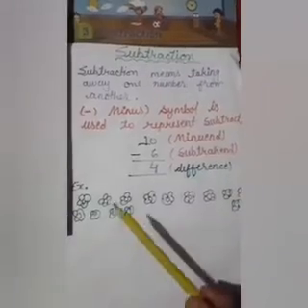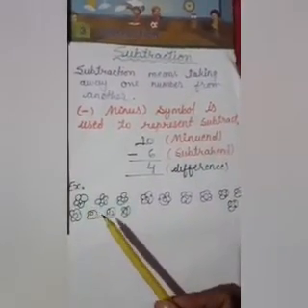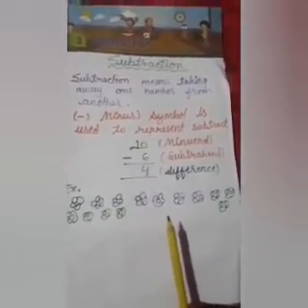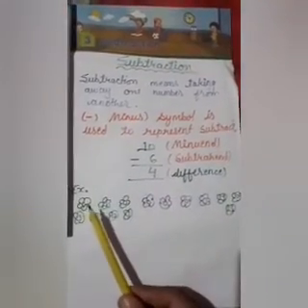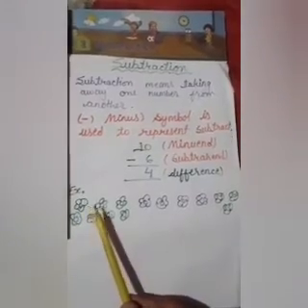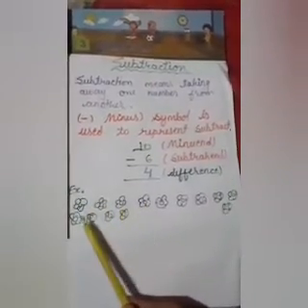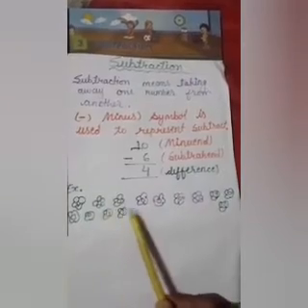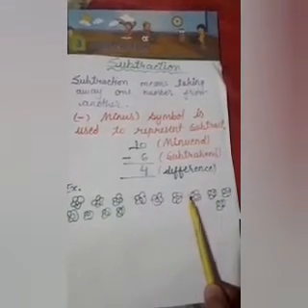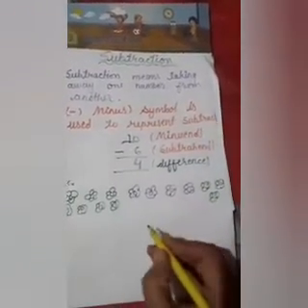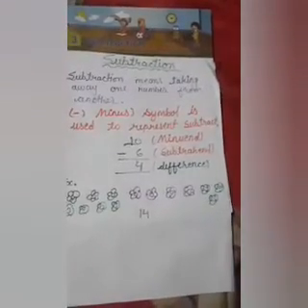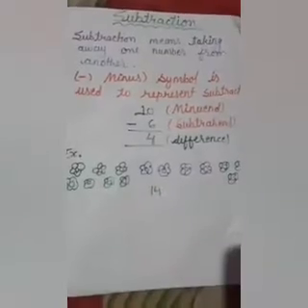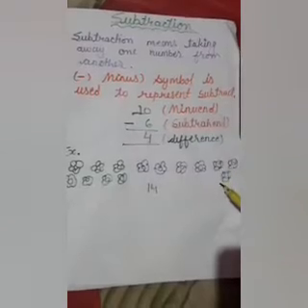Let us see an example. How many flowers are there all together? So count. Let us count 1, 2, 3, 4, 5, 6, 7, 8, 9, 10, 11, 12, 13, 14. So there are 14 flowers altogether.